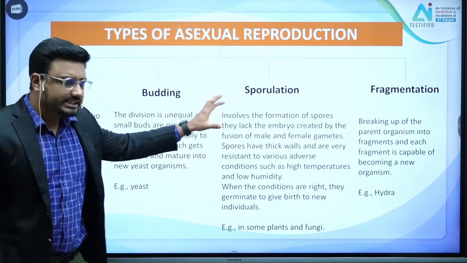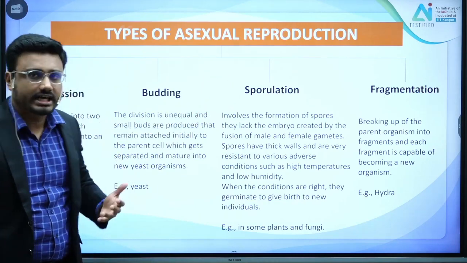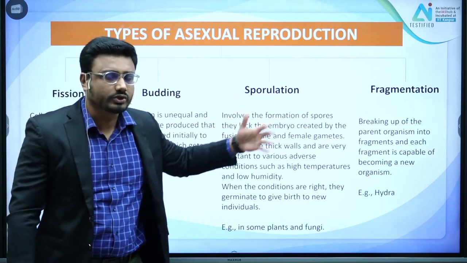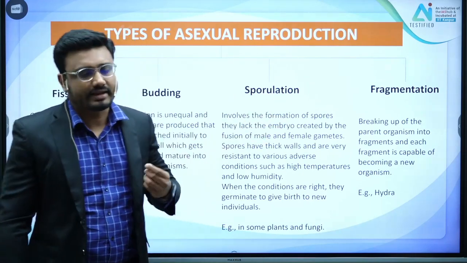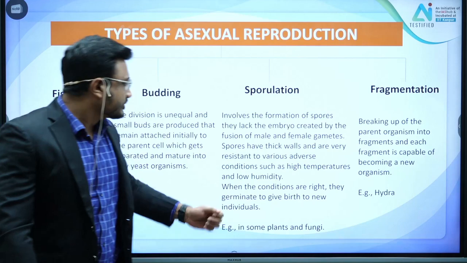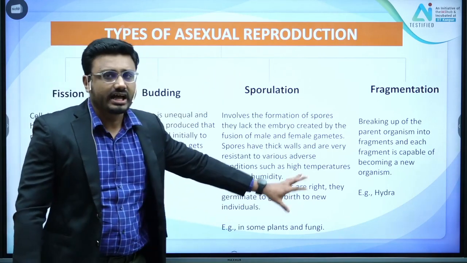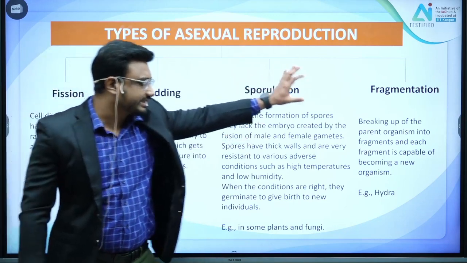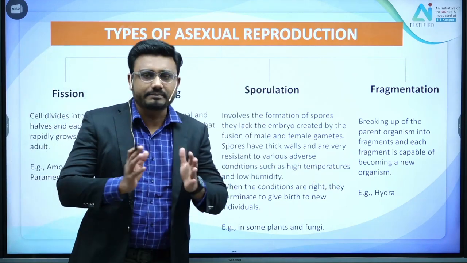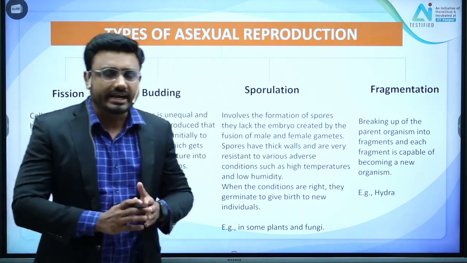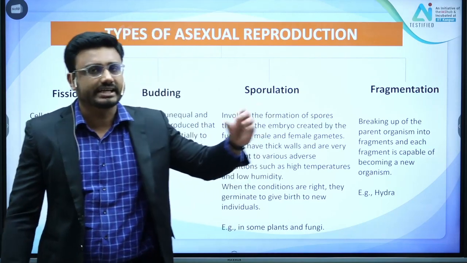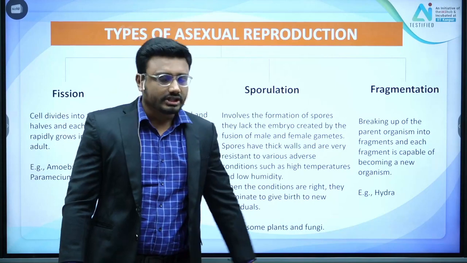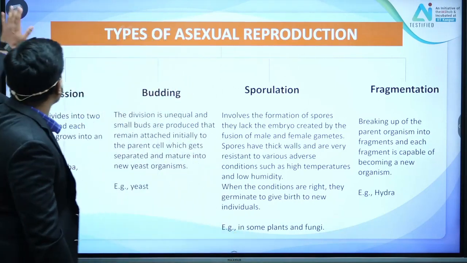In sporulation, spores are formed. The spores have very thick walls that help them survive extreme environmental conditions. These spores are present in plants and fungi. Fragmentation occurs in hydra, where the parent body of the hydra divides into fragments, and each fragment grows into a completely new organism. Now let's move on to the next concept.